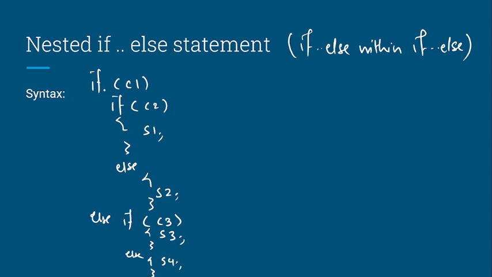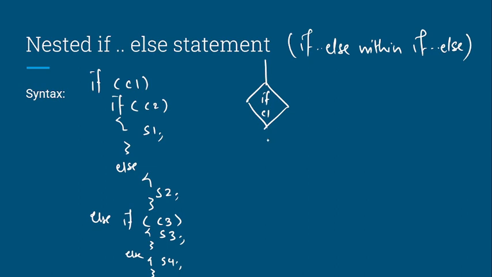So broadly it depends on C1. If C1 is true, it's going to go to this if else, and then it decides whether S1 or S2 depending on C2. If C1 itself is false, it's going to go here, and whether S3 or S4, that depends on C3. So if I try to give you a flow diagram, I need to be a bit compact.